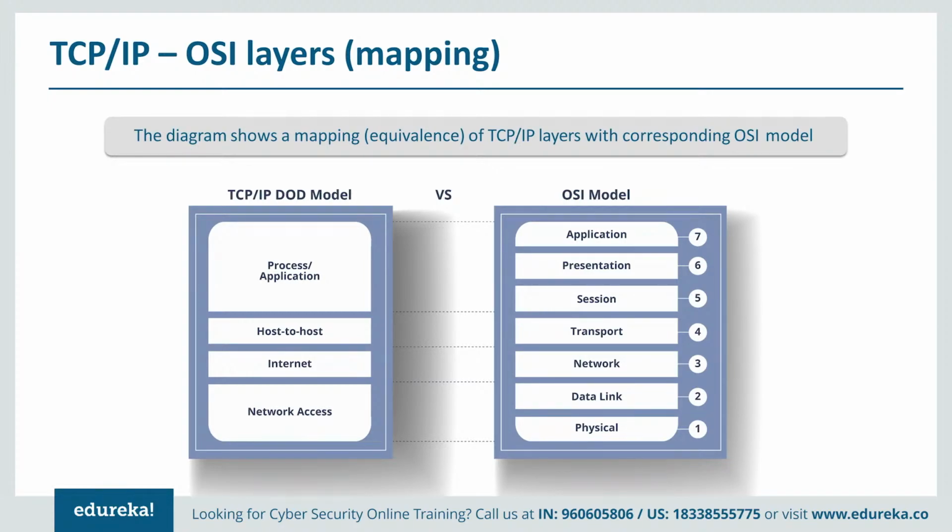And the OSI model network layer will be called the internet layer, and the transport layer will be host to host. And the top three layers, application, presentation, and session, will be combined and called the process layer or application layer. This is the difference between TCP/IP and the regular OSI mapping.